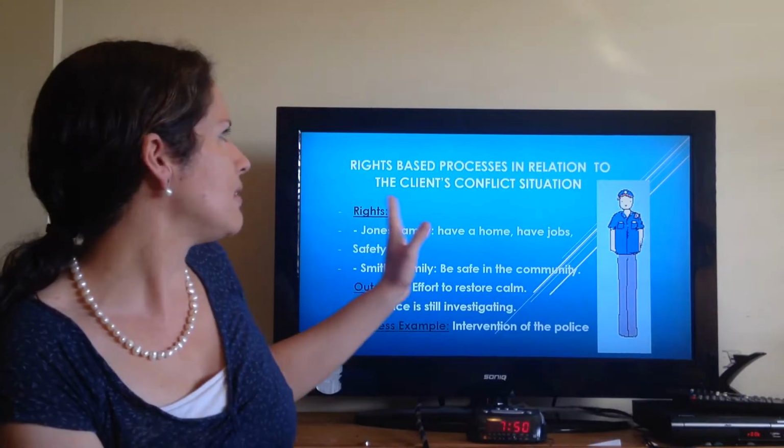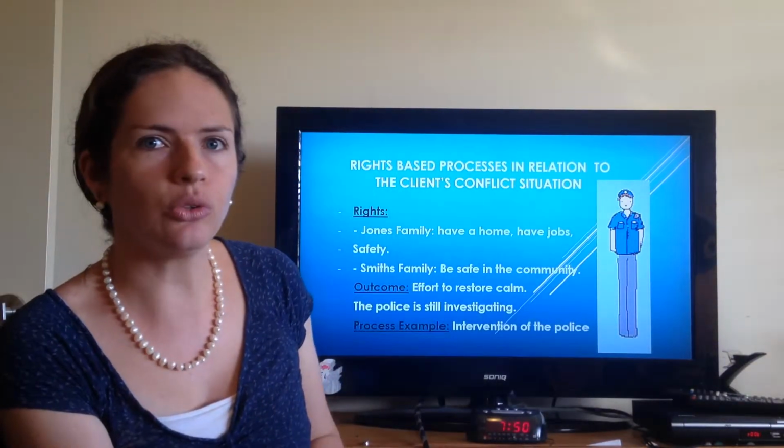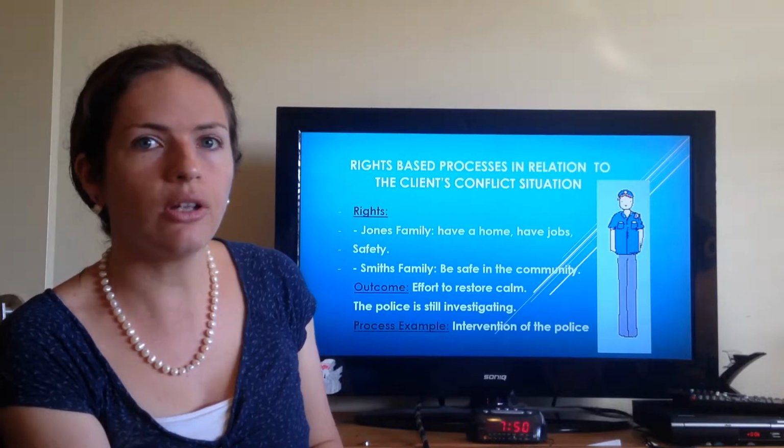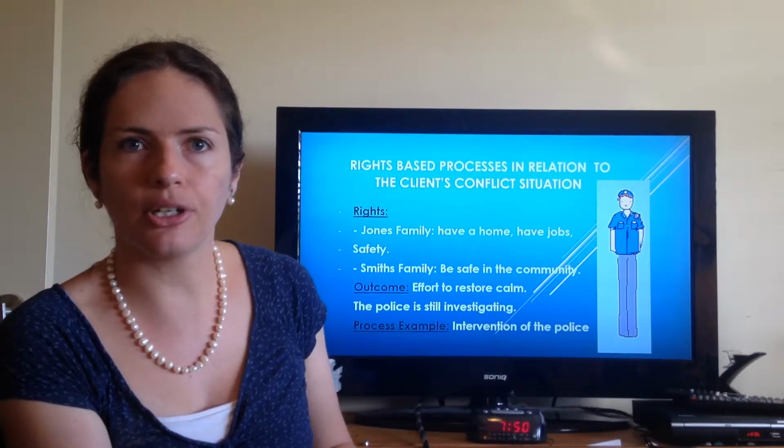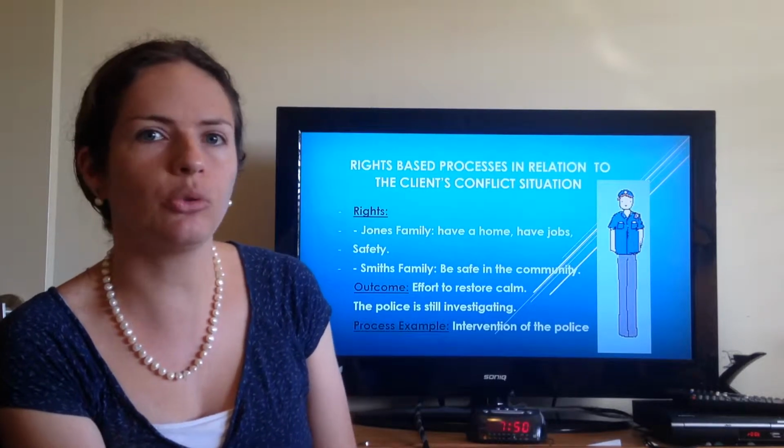In regards to rights-based processes, I believe you have not used any of those processes yet also because you have not tried to find a third party to review the situation.